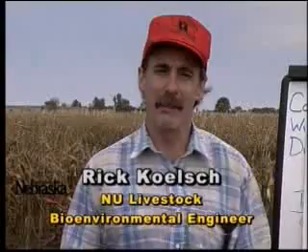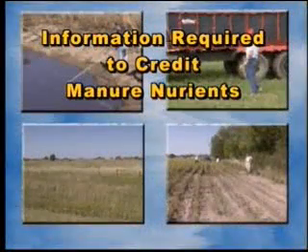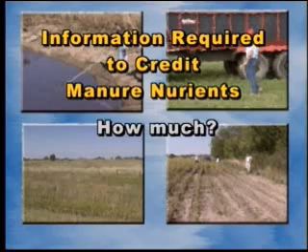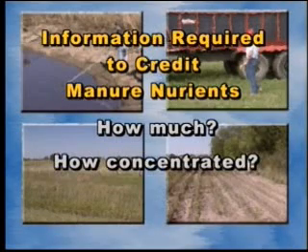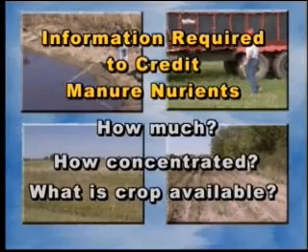We're going to spend some time here looking at calibration of manure application rates. If we recall, when we're trying to put the value of manure together, we need three pieces of information. We need to know how much is being applied, how concentrated it is, which is the manure analysis, and then what is crop available. So right now we're going to focus on how much.